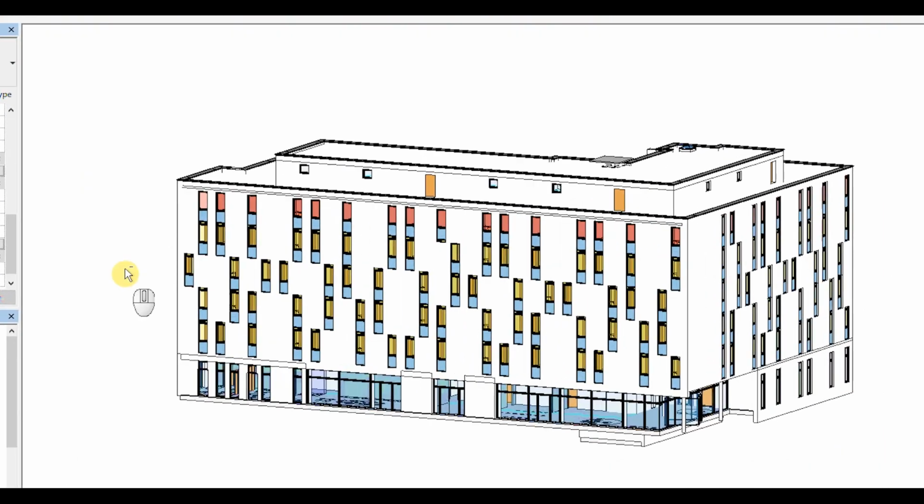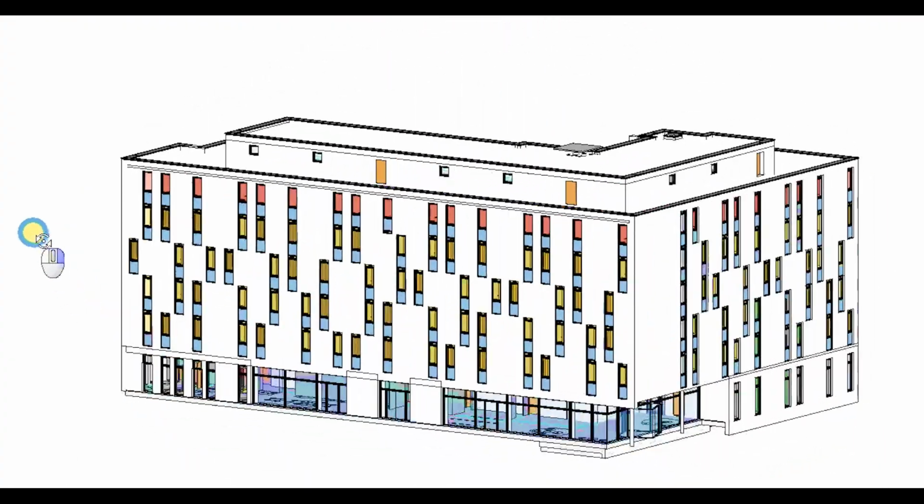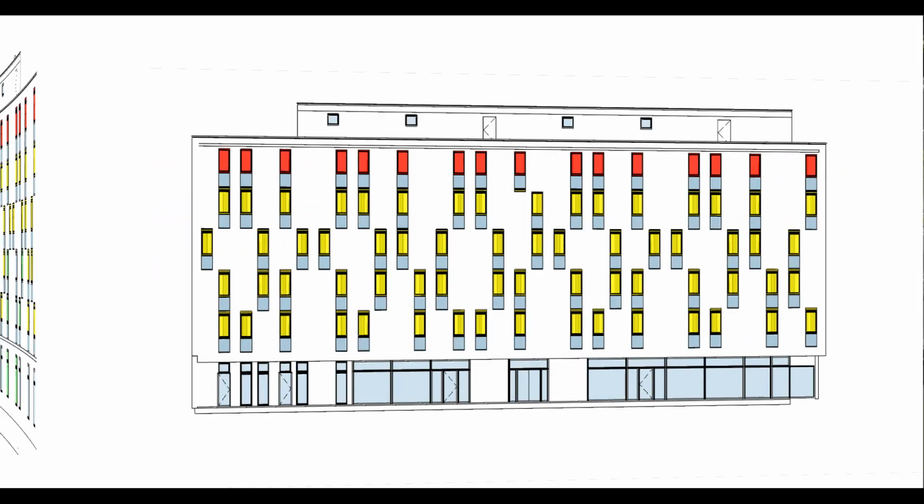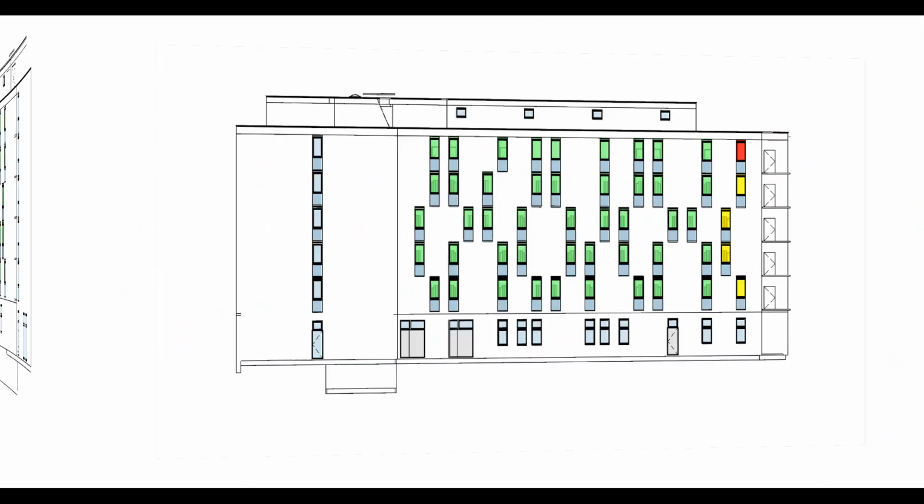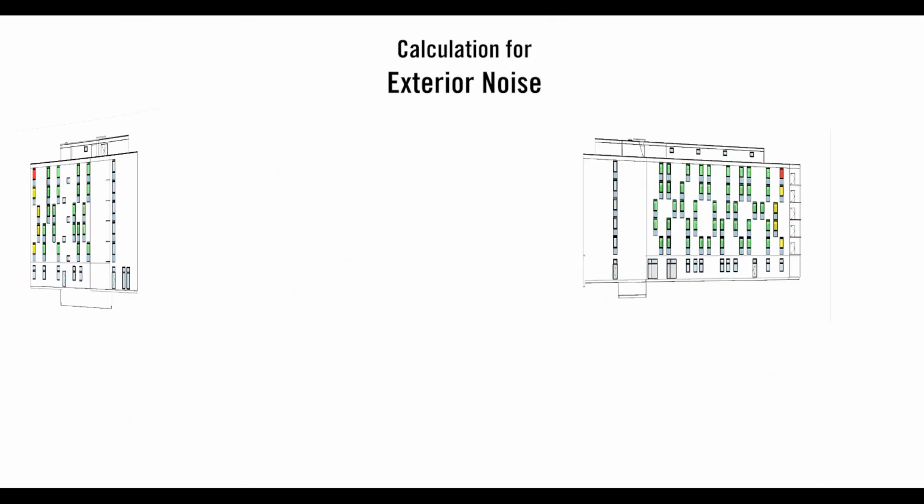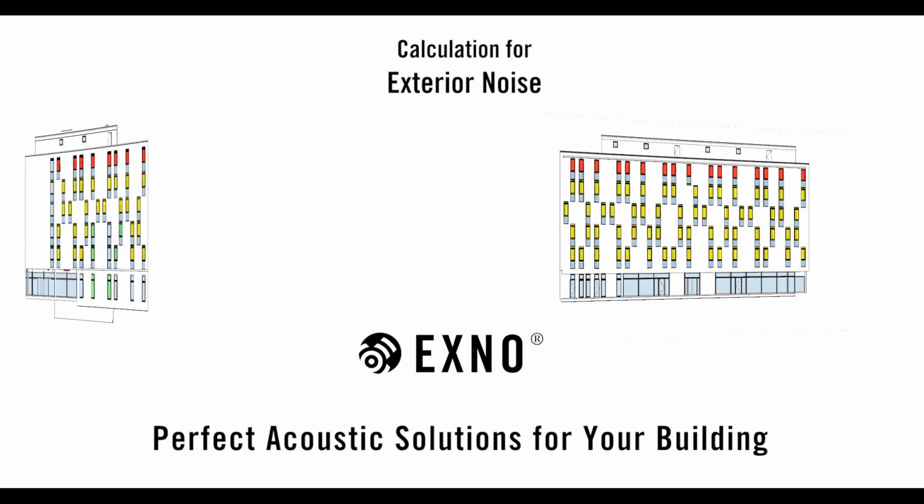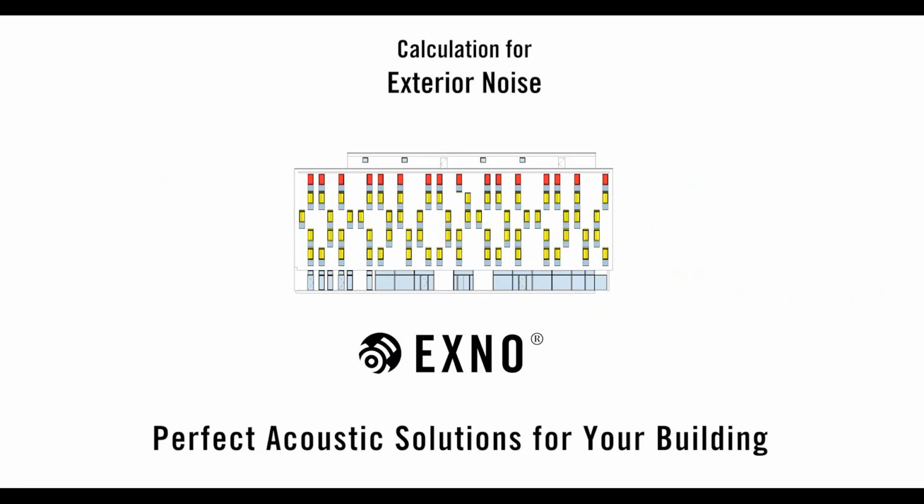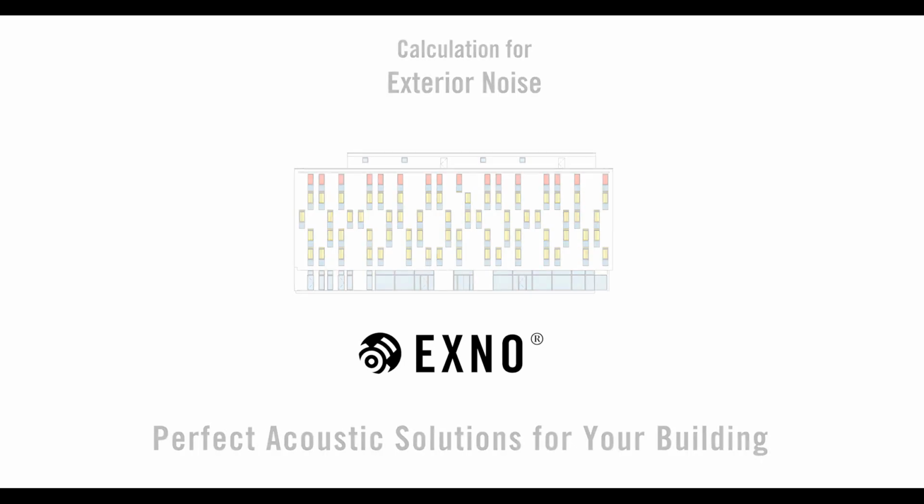In each view, you can also review the sound insulation level of each window directly in Revit, with different levels represented by different colors. Using Werner and Balci's EXNO program, acoustic calculations are more efficient than ever. EXNO, the first acoustic software for Revit worldwide.